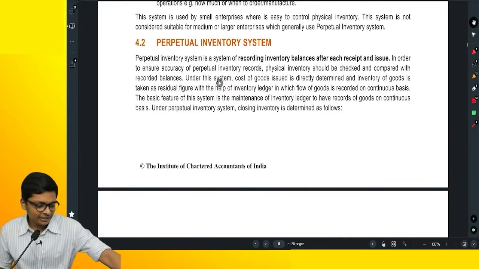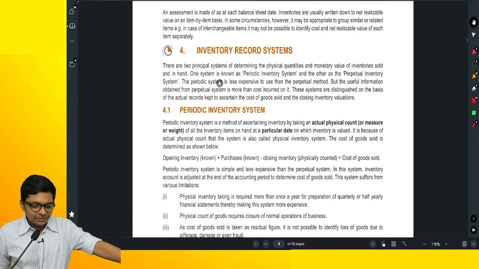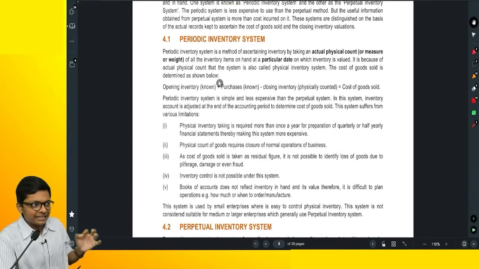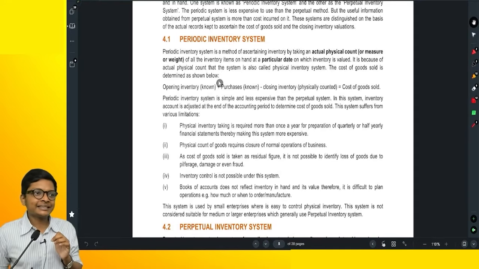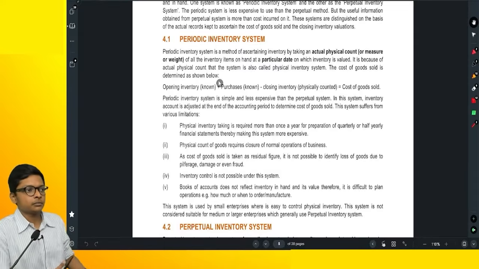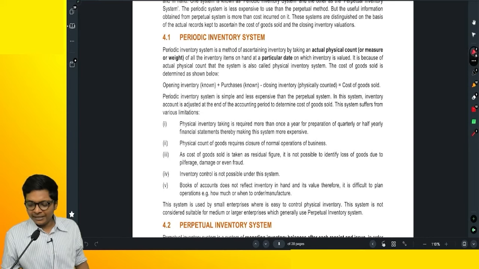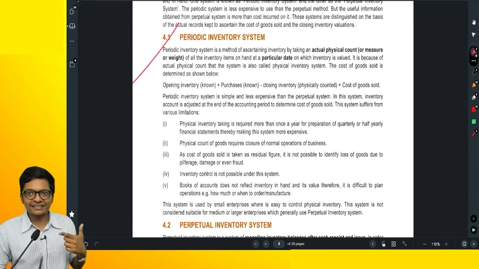Method of inventory taking. Inventory record systems. There are two methods, if you can see. Periodical inventory. Now what I told you, you take inventory when, guys? Whenever you want, yearly, once, or any period, once in a month or once in a quarter. That is called periodical inventory system.